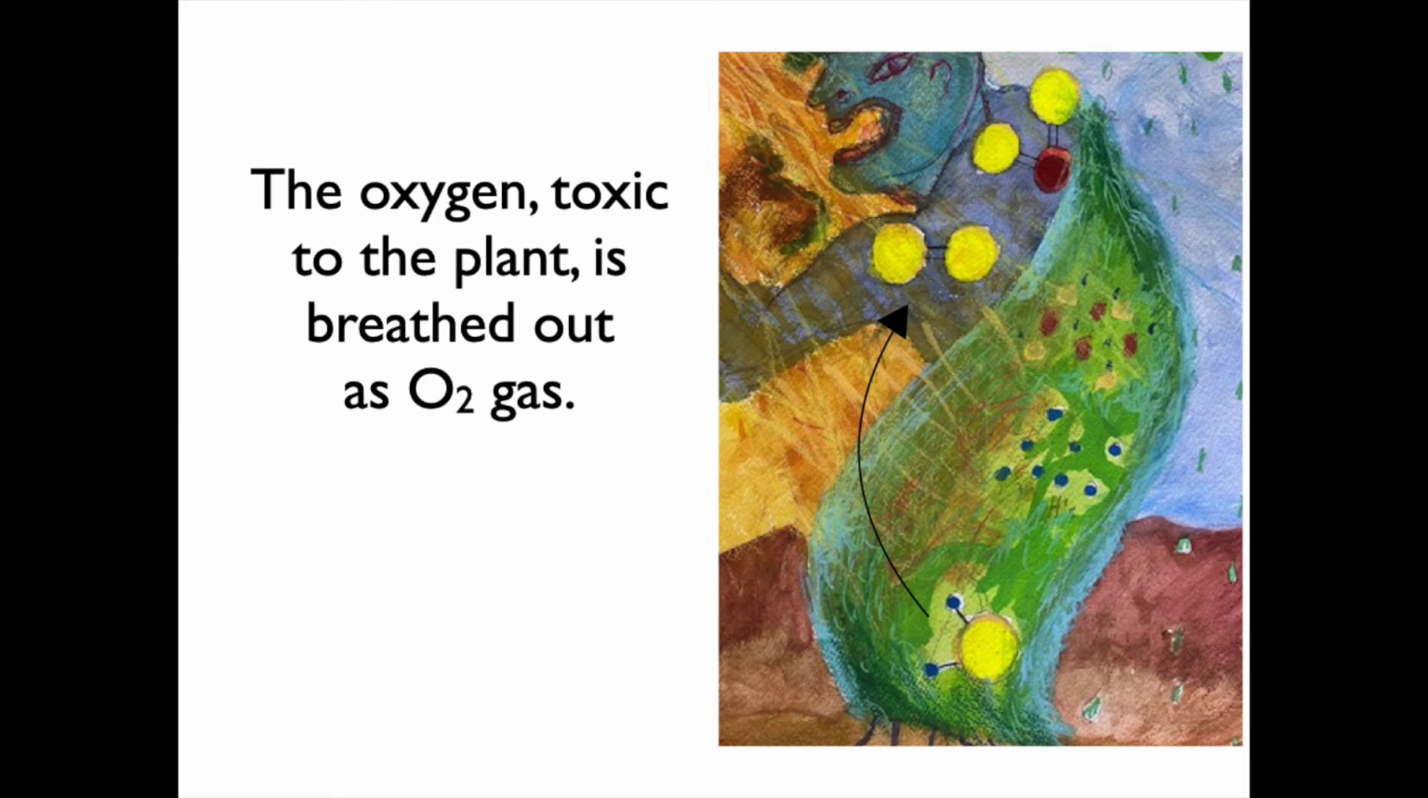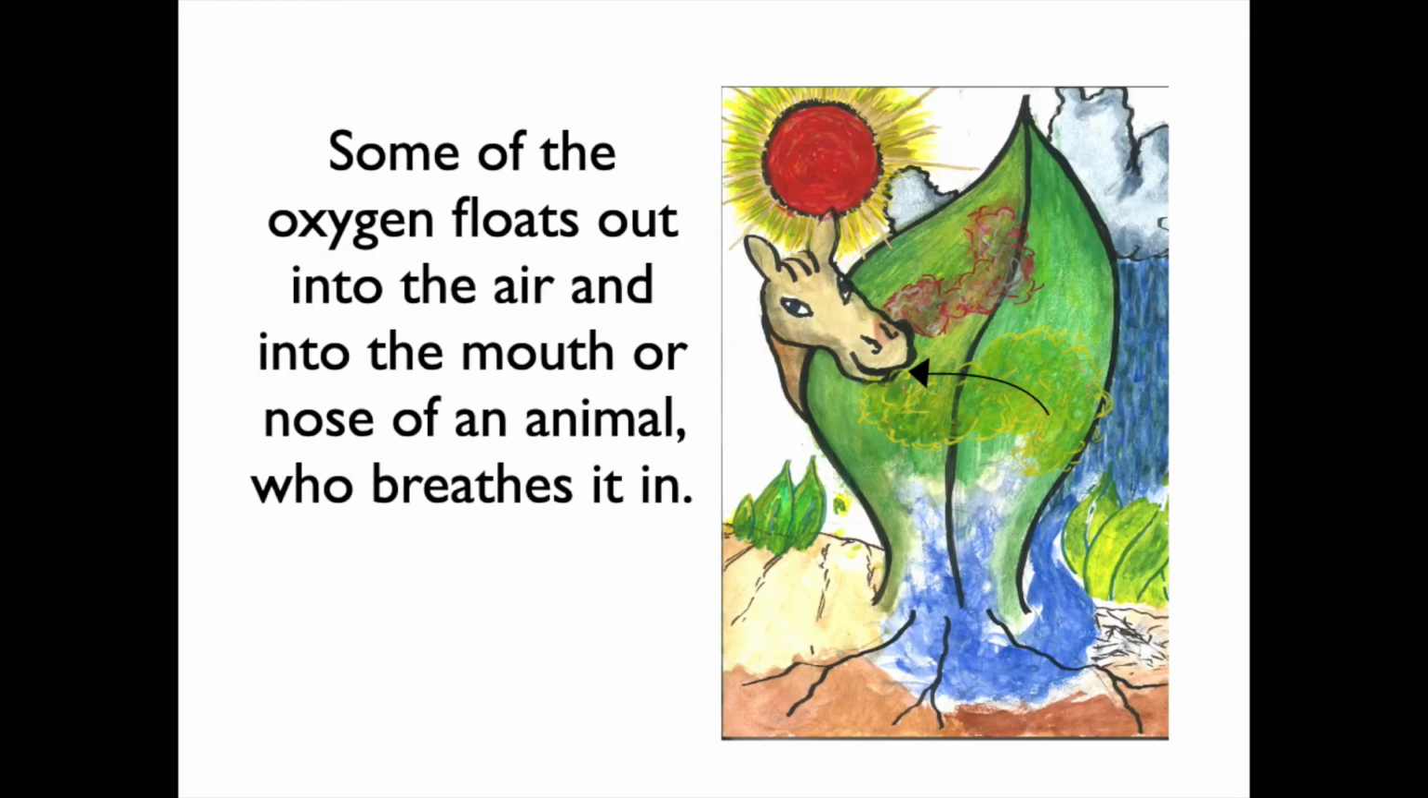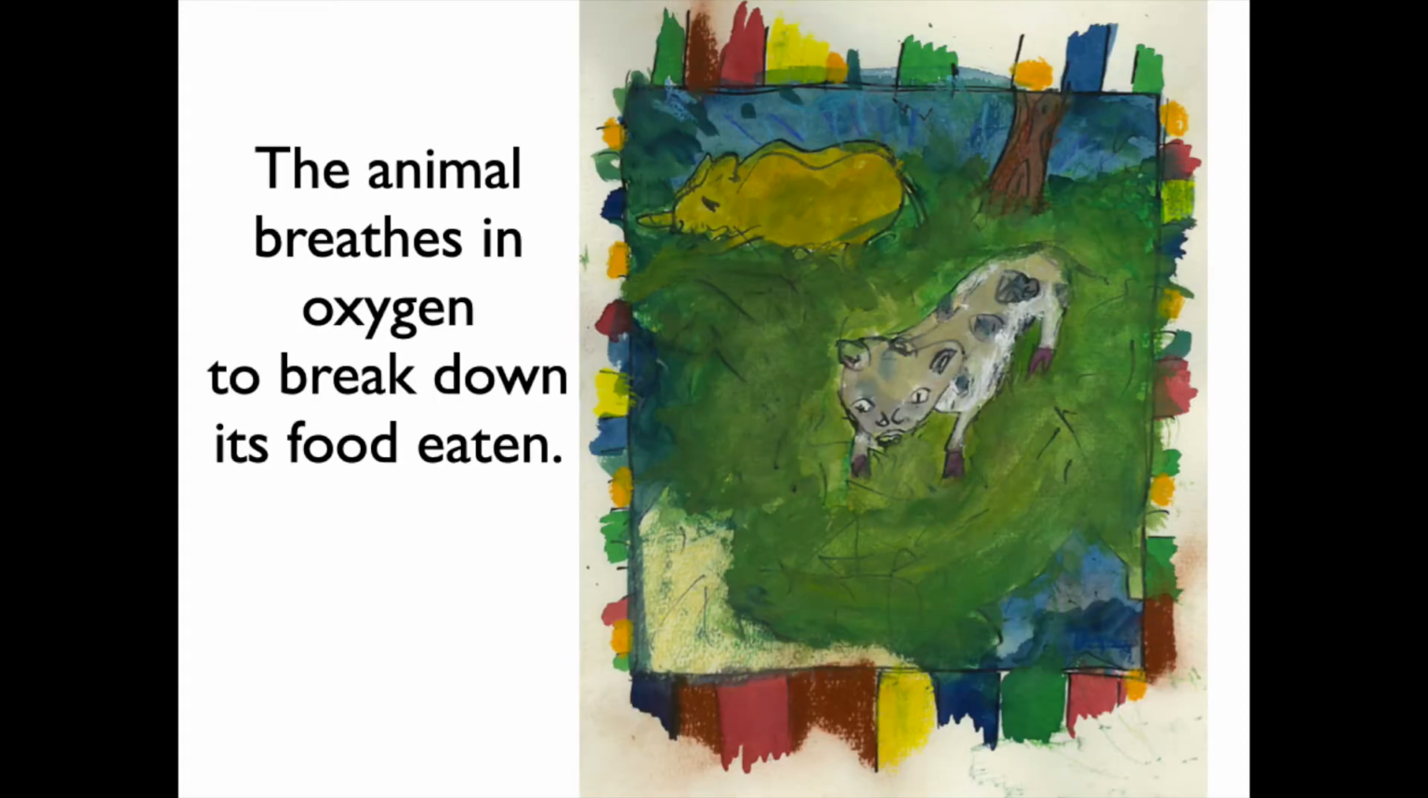The oxygen, toxic to the plant, is breathed out as O2 gas. Some of the oxygen floats out into the air and into the mouth or nose of the animal who breathes it in. The animal breathes in oxygen to break down its food eaten.